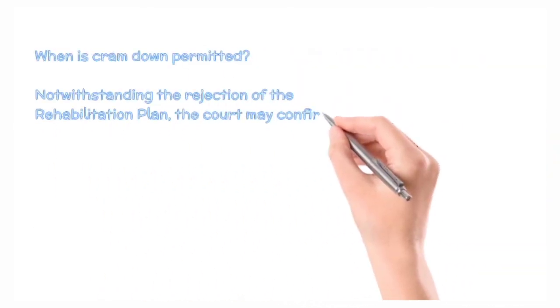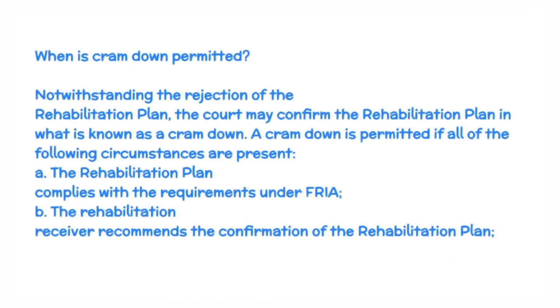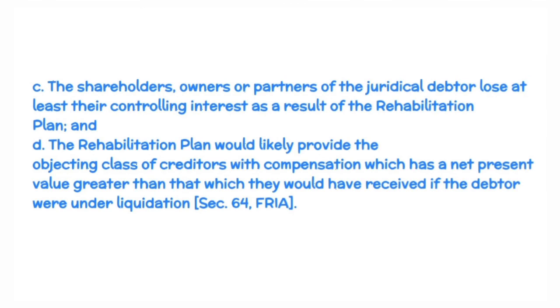When is cram-down permitted? Notwithstanding the rejection of the rehabilitation plan, the court may confirm the rehabilitation plan in what is known as a cram-down. A cram-down is permitted if all of the following circumstances are present. A. The rehabilitation plan complies with the requirements under FRIA. B. The rehabilitation receiver recommends the confirmation of the rehabilitation plan. C. The shareholders, owners or partners of the juridical debtor lose at least their controlling interest as a result of the rehabilitation plan, and D. The rehabilitation plan would likely provide the objecting class of creditors with compensation which has a net present value greater than that which they would have received if the debtor were under liquidation.